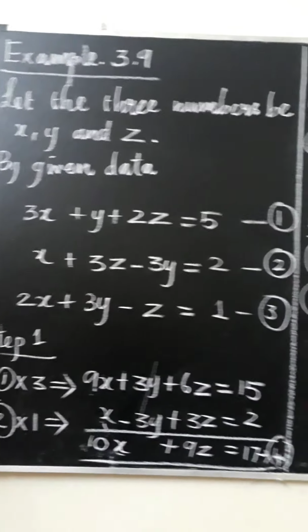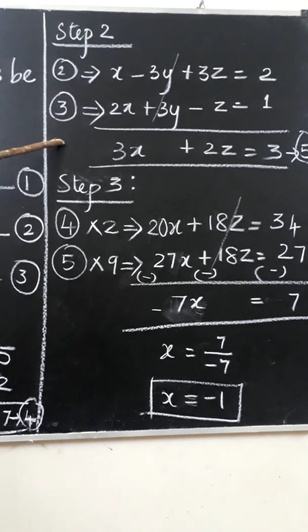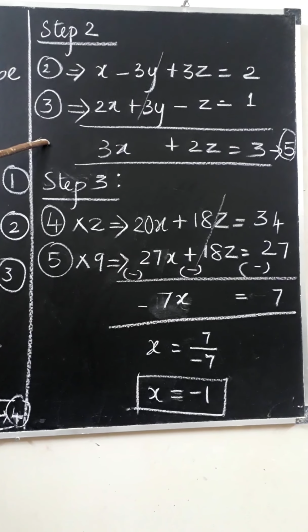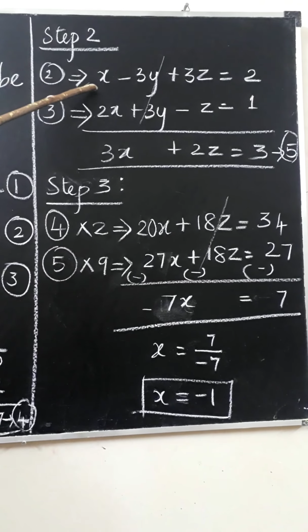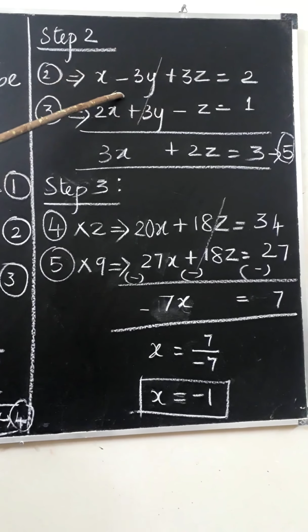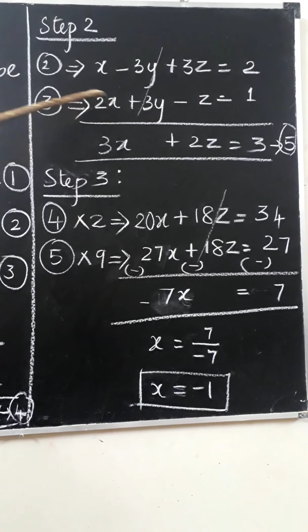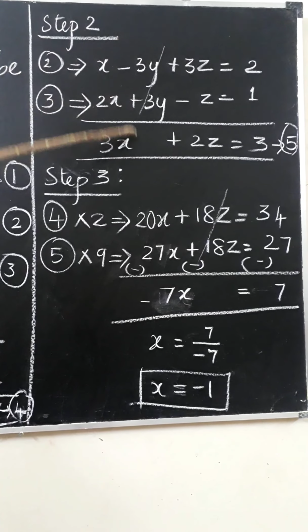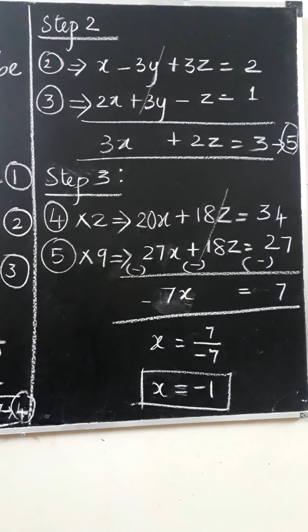Now take the next pair. Next pair I have taken second and third. In that also what we have to eliminate? What we eliminated in the first pair? We have eliminated y. The same should be eliminated here. So the second equation we have written as it is because it has minus 3y. Third equation also the y has the coefficient 3, so we have no changes needed. We write it as it is. Y will be eliminated. Add them up. 3x plus 2z is equal to 3. We got the fifth equation.